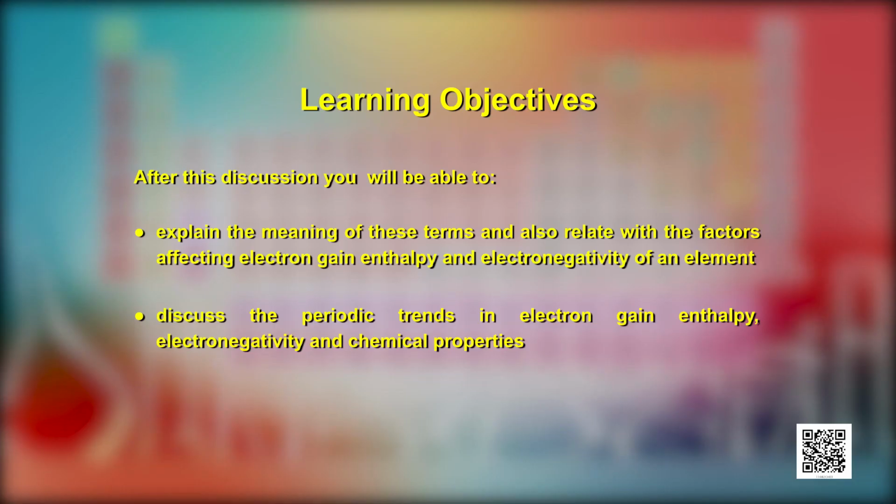Hello students. By now we know how the atomic radius, ionic radius and ionization enthalpy vary in a period and in a group. We will be discussing the trends shown by a few more properties like electron gain enthalpy, electronegativity and chemical reactivity. After this discussion, you will be able to explain the meaning of these terms and also relate them with the factors affecting electron gain enthalpy and electronegativity of an element.